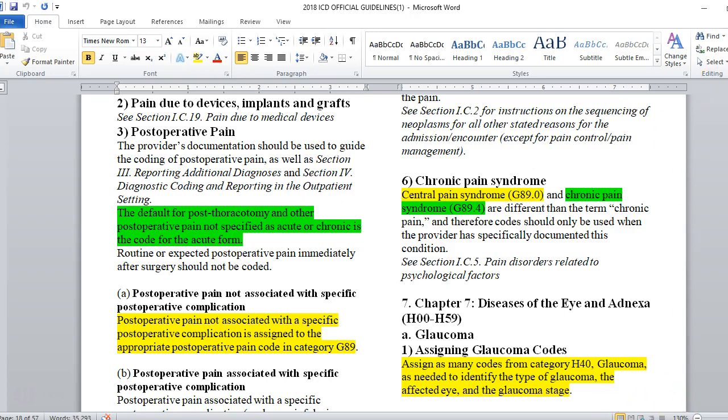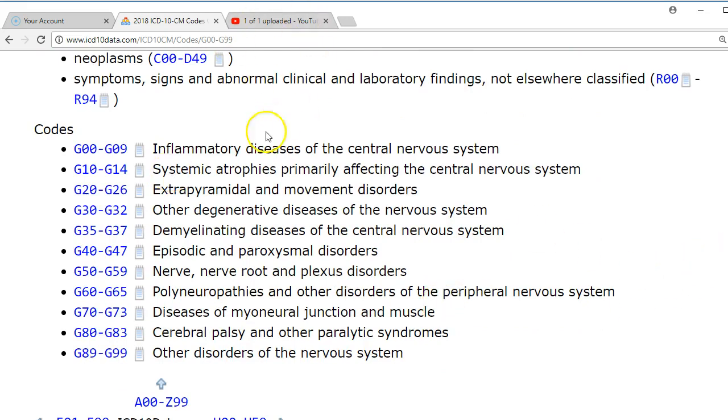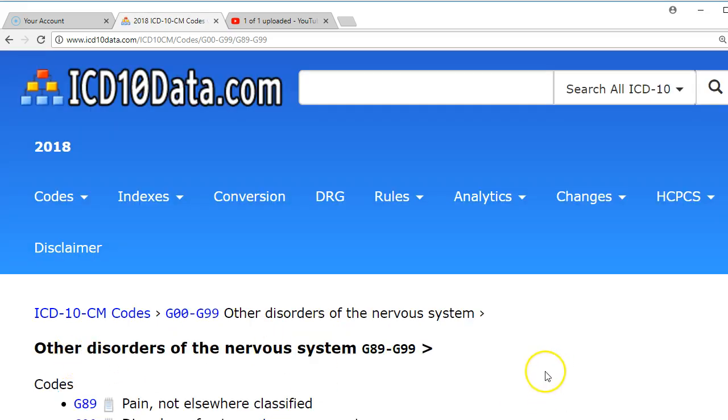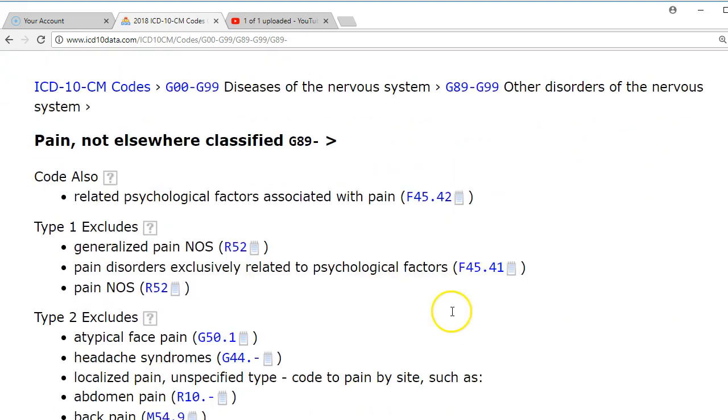So let's start by looking at the breakdown of this section. Okay, so we're going to see inflammatory diseases, systemic atrophies, extrapyramidal movement disorders, degenerative diseases, demyelinating diseases, episodic and paroxysmal disorders, nerve root and plexus disorders, polyneuropathies, myoneural junction muscle diseases, cerebral palsy, and other disorders. So let's start with the G89s so we can take a look at this. G89, pain not elsewhere classifiable.